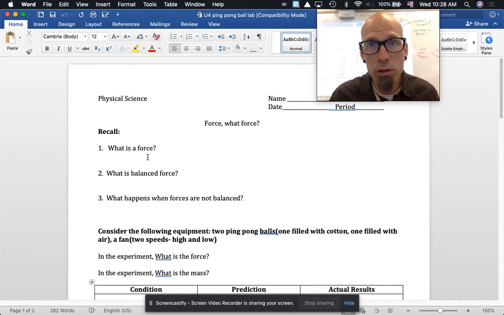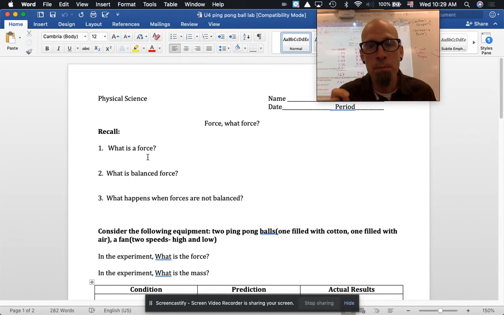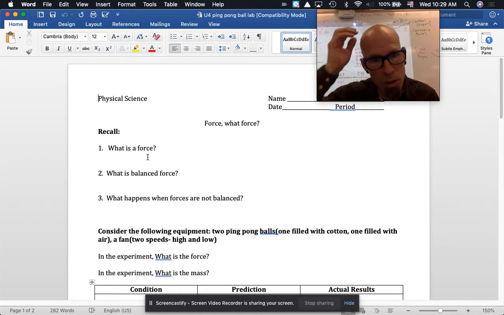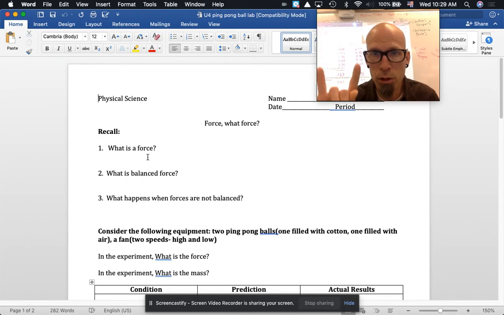So what is a force? Again, that's something we had already talked about. It's in your notes, in your comp book, at least it should be. Again, it is a push or a pull, but it's a little more than that. It's a push or a pull that happens between what? Two objects. Two. Not two or more, not one, but two. A push or a pull that happens between two objects.